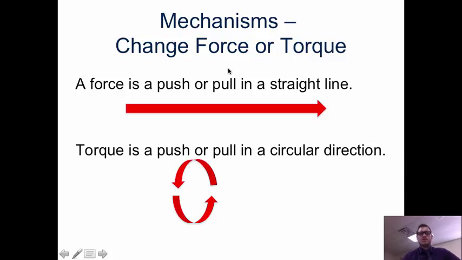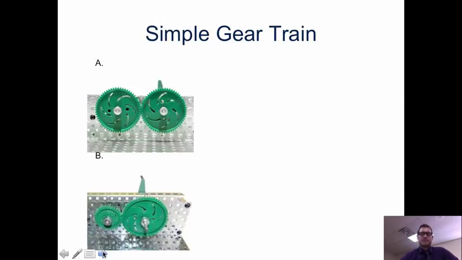Mechanisms. We change force. There are two different forces we're going to discuss. This should already be written down in your journal. So we have a push force, goes in a straight line, and torque is a push or pull in a circular direction. So we have a force and then a torque. So when I talk about torque, it's always going to be circular in motion.